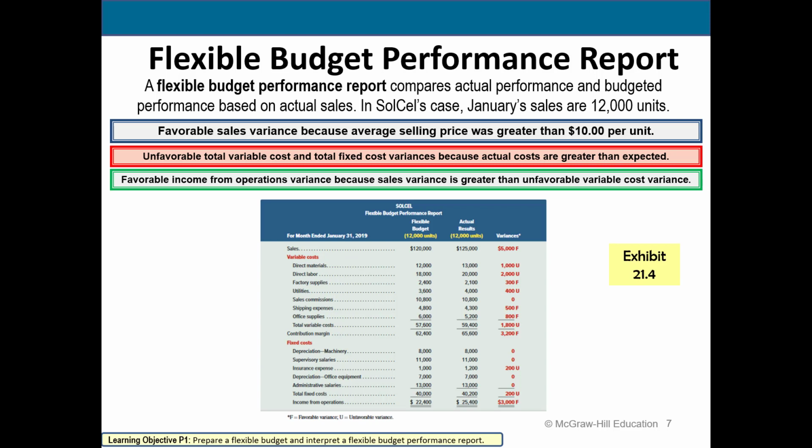The only fixed cost that was different from actual was for the insurance expense. So their insurance must have gone up by $200. So then you can compute the variances for the contribution margin and then finally for the income from operations. So they did end up with a $3,000 favorable variance for their income from operations.